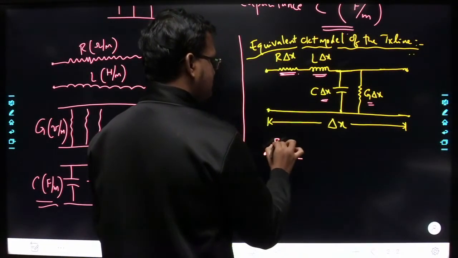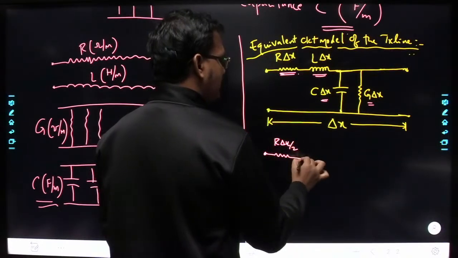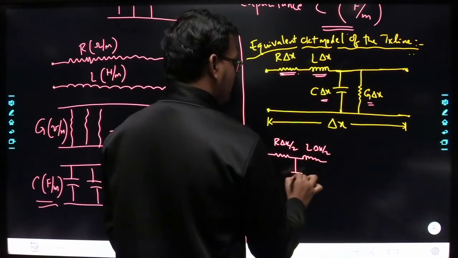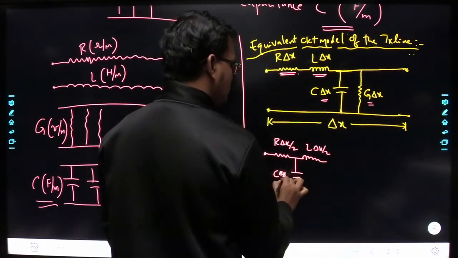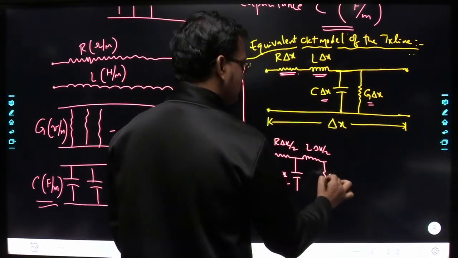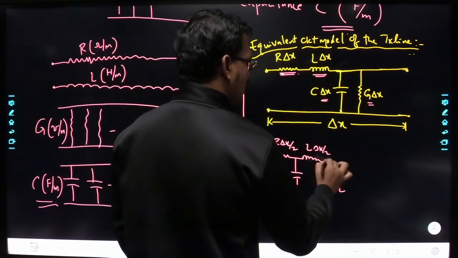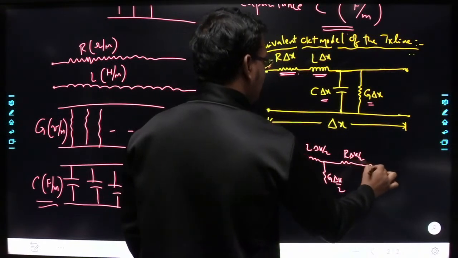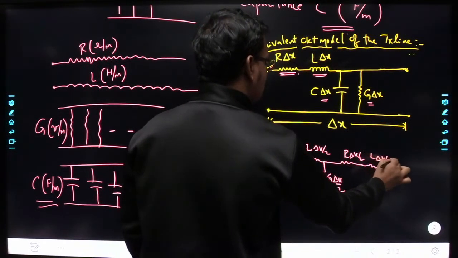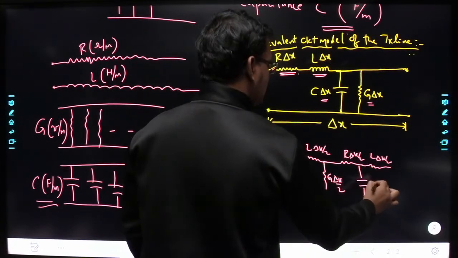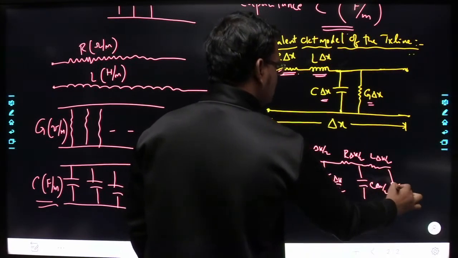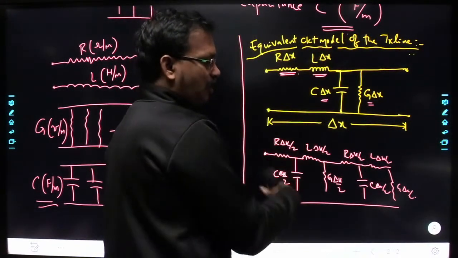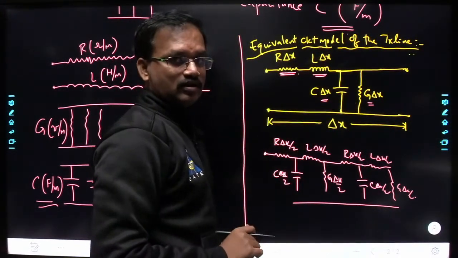So here I will represent R delta x by 2, and here L delta x by 2, and here C delta x by 2, and here G delta x by 2, and here again R delta x by 2, L delta x by 2, C delta x by 2, and G delta x by 2. Like that I can represent the equivalent model in any manner. Understood?